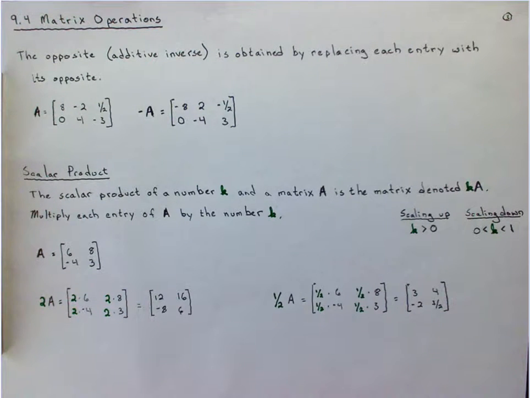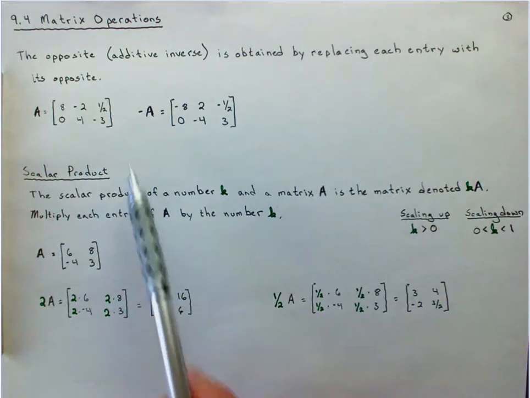Hey guys, continuing on with matrix operations, we're going to look at scalar products. And really the first one to look at is just changing or inverting the signs within the matrices. The opposite, what we call the additive inverse, is obtained by replacing each entry with its opposite. So what was the original matrix A?